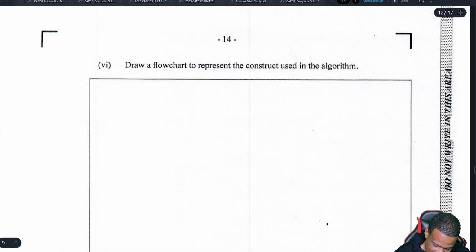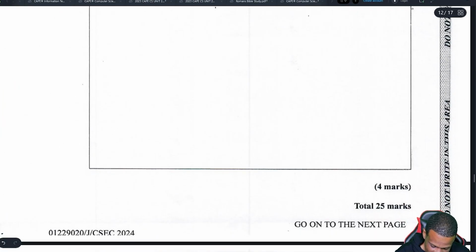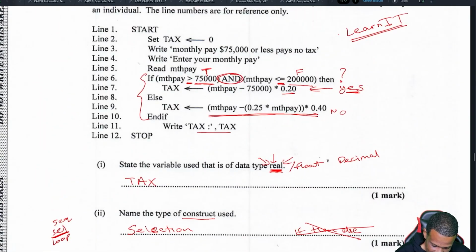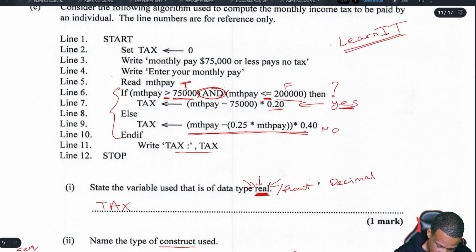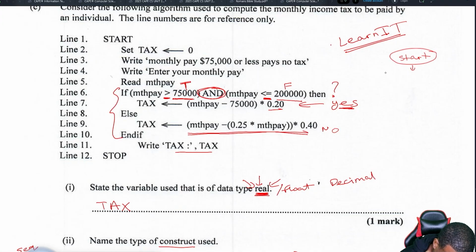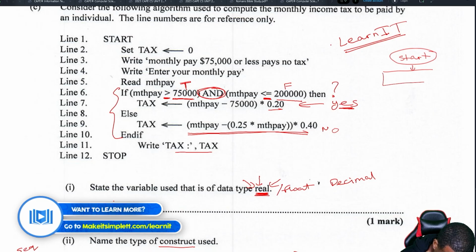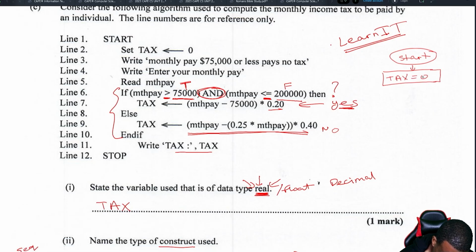Draw a flowchart to represent and construct the algorithm. Okay, set tax to 0. I am going to draw the flowchart on the side here and then copy it after, because scrolling up and down is not going to work out for me. So set tax to 0, that is a rectangle: tax is equal to 0.